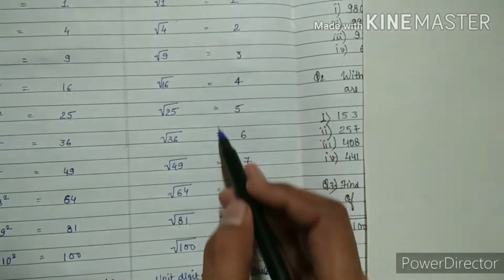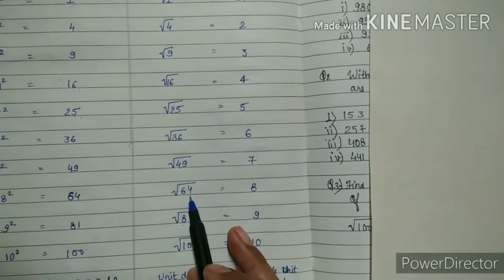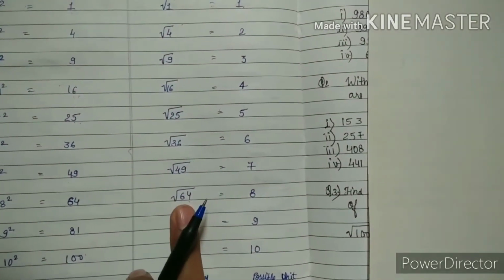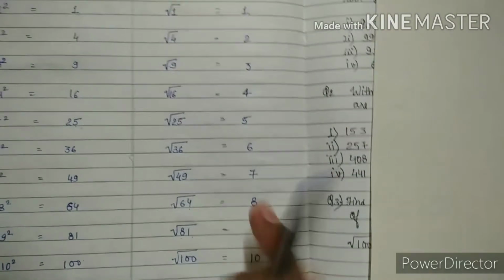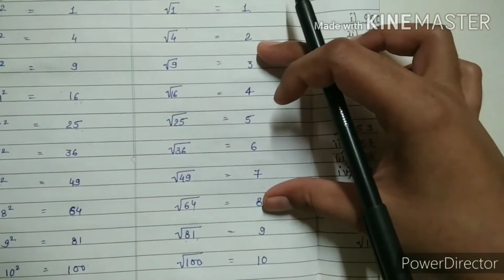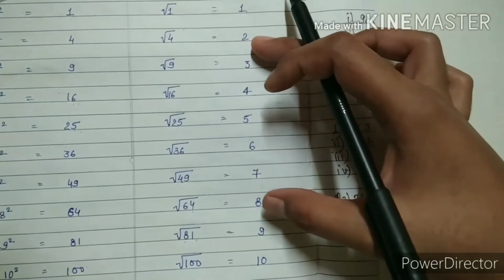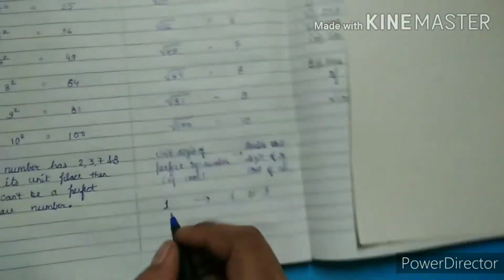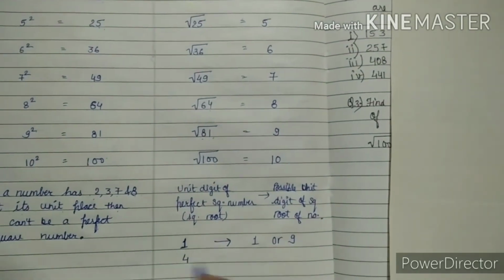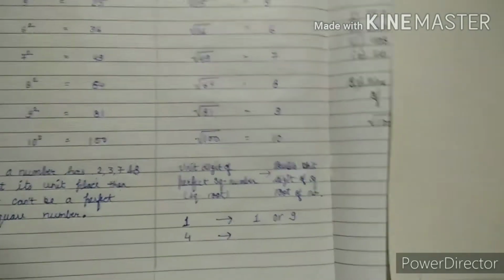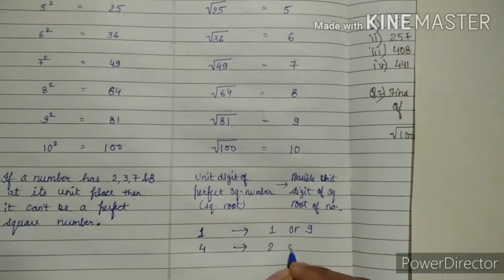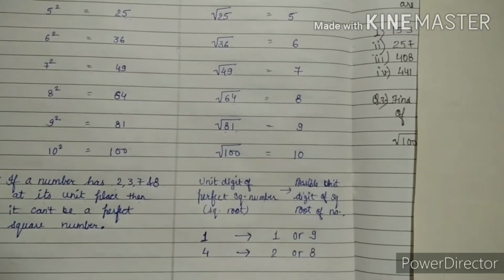One more place has 4 on the unit place, here 64. So in the under root 4 and in the under root 64, their answer's unit place is giving us 2 and 8. So when we have unit place of a perfect square number as 4, at that time their answer's unit place can be 2 or 8.